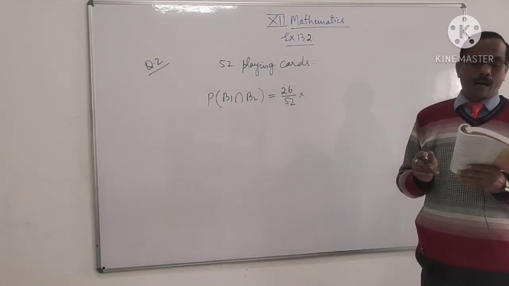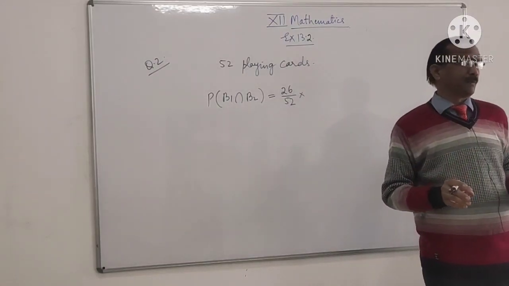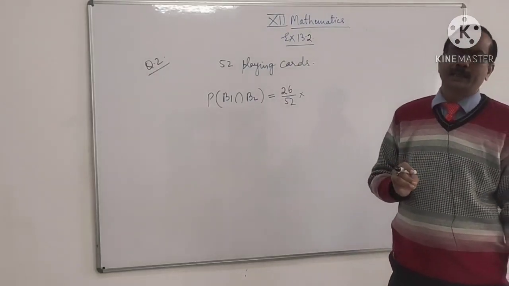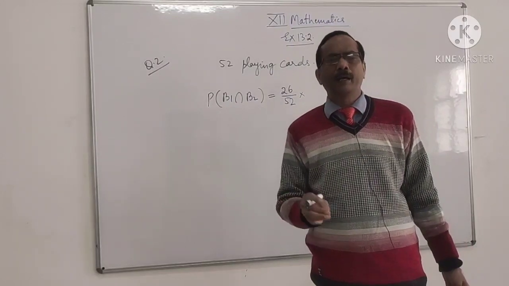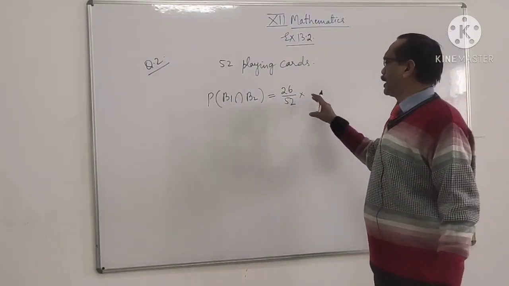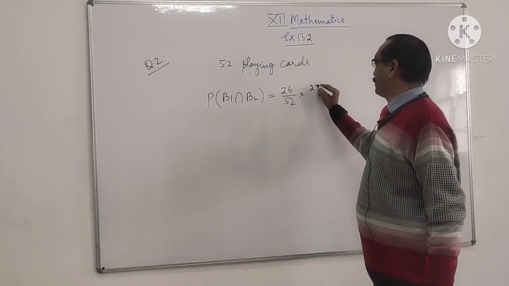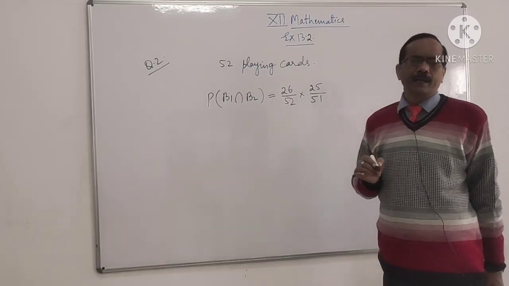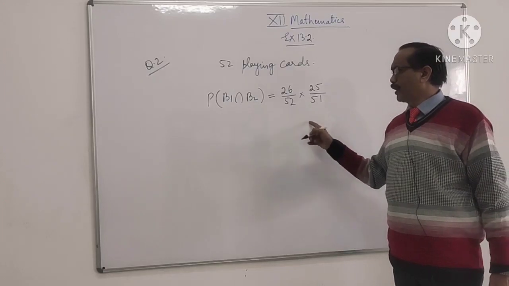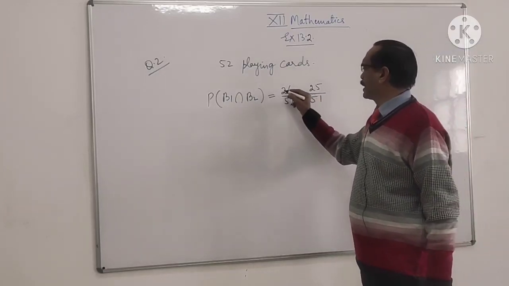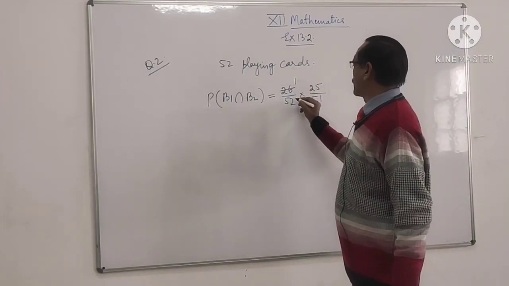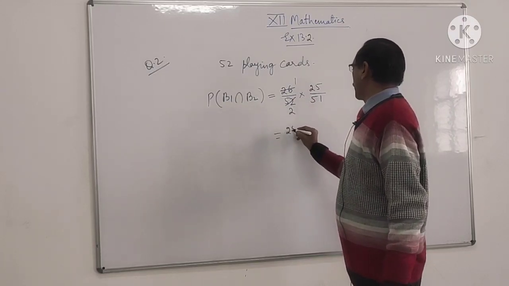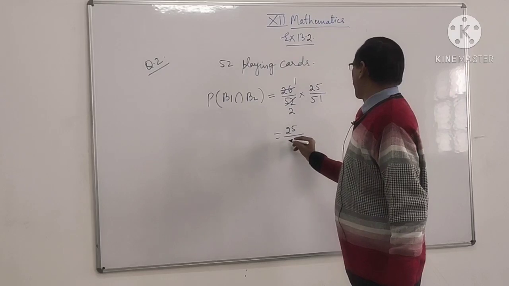Now the cards are drawn without replacement, so when the cards are not replaced, the number of cards decreases. So now there are 25 black cards and the total number of cards is 51. To find their common probability we will multiply them. 26 ones are 26, 26 twos are 52. So the answer is 25/102.